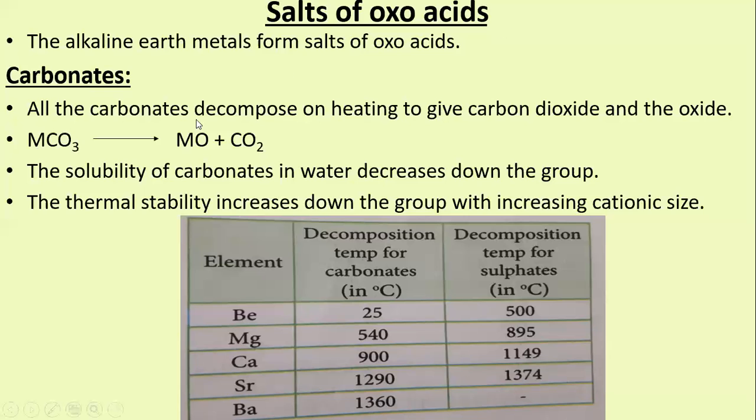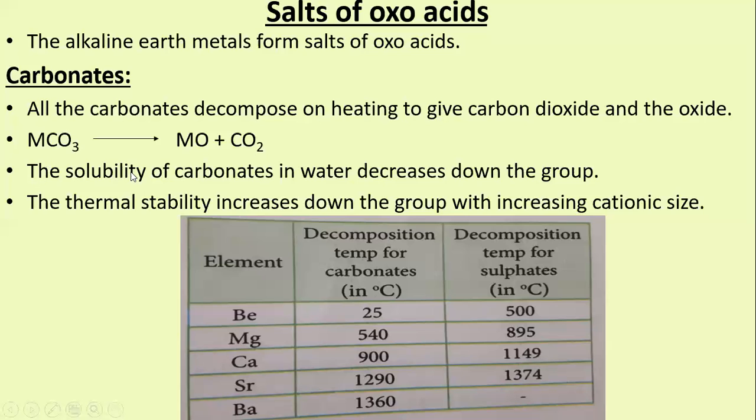All the carbonates decompose on heating. Decompose means they get changed or dissociated to give the products carbon dioxide and oxide. See here in this reaction, MCO3 is simply the carbonate, with CO3 as the carbonate group. The metal carbonate gives the metal oxide, that is the monoxide, along with carbon dioxide.